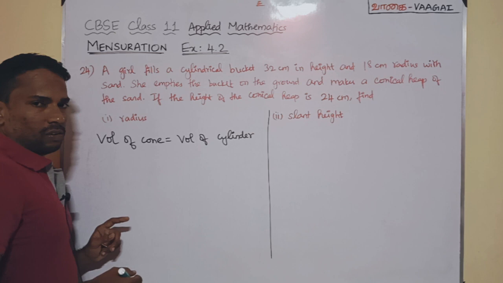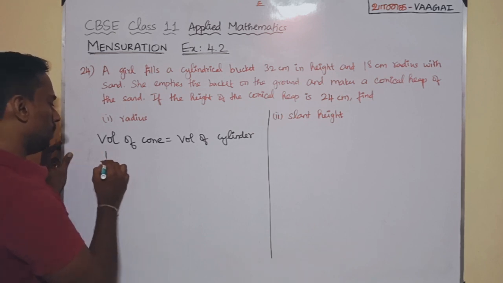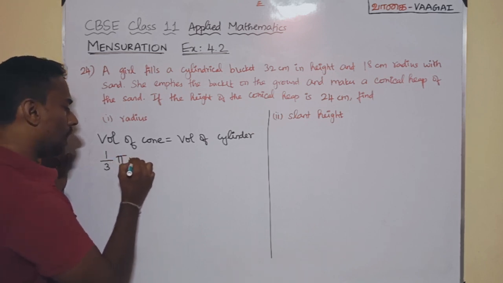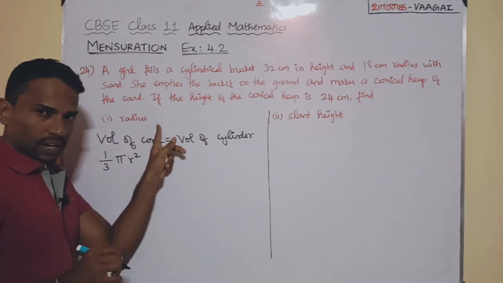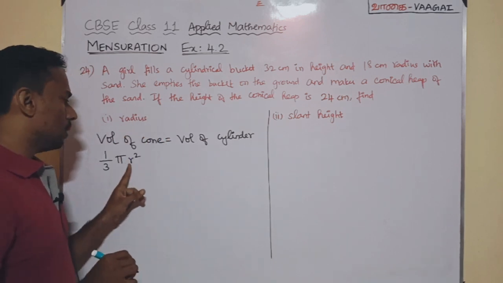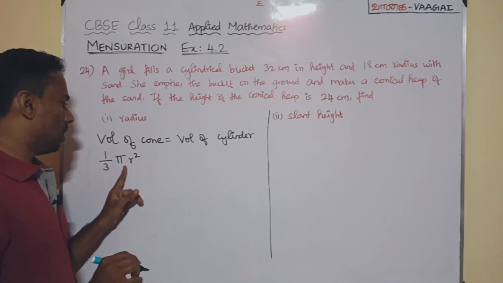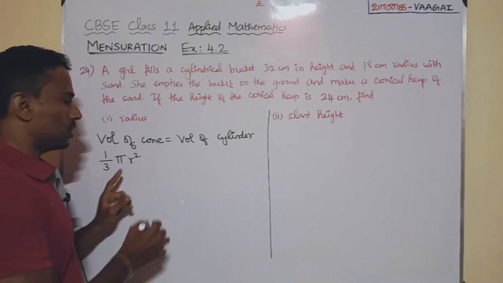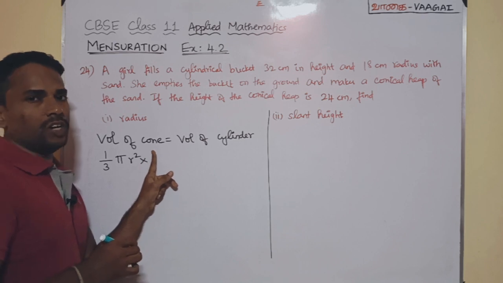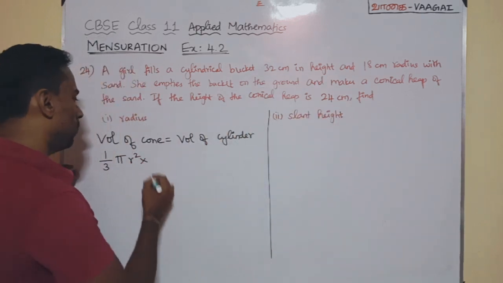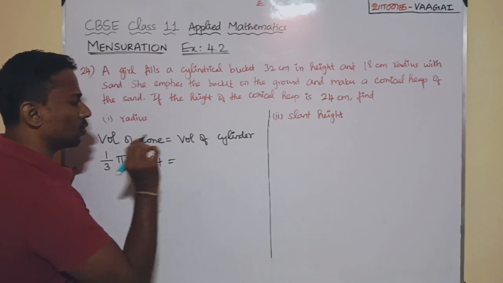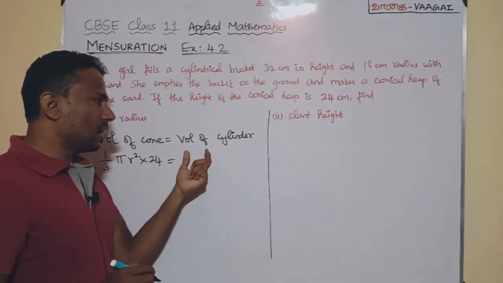Left hand side, we have the volume of a cone. Volume of the cone is 1 by 3 pi r square h, because we don't know the radius of this cone. That's what we need to find in this first subdivision. So I'm taking the radius of the cone to be r, r square into h. Height of the cone is going to be 24 centimeter. It's there in the question itself. So into 24 is going to be the same as, now right side I have volume of the cylinder.